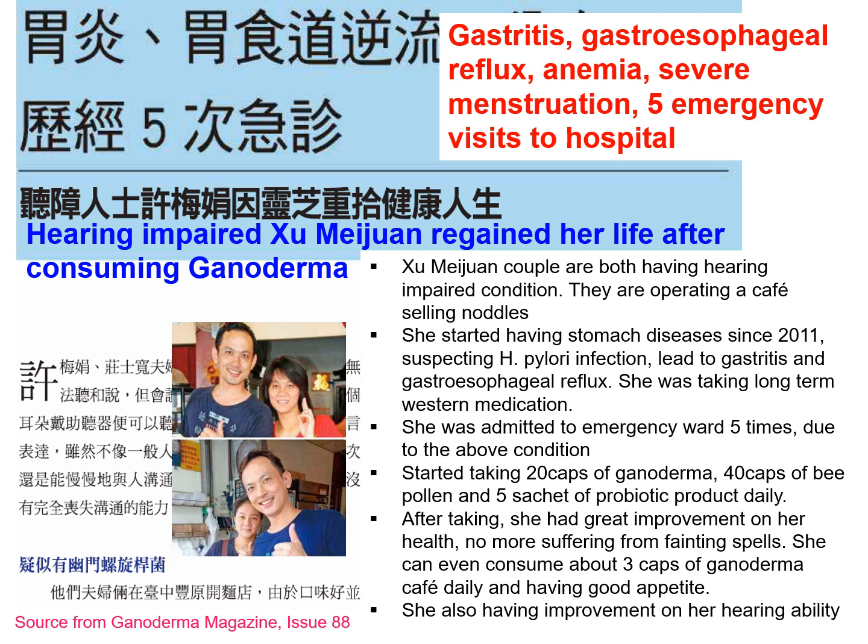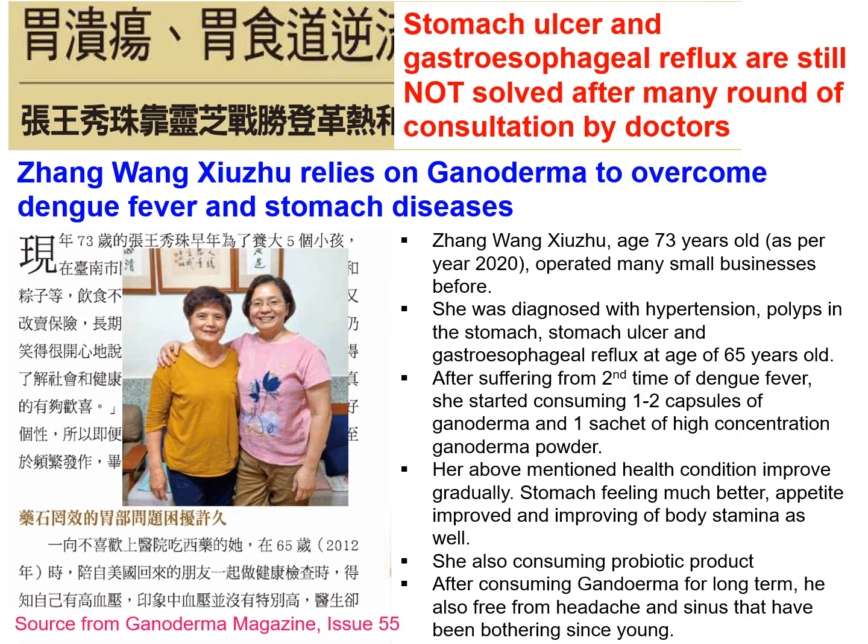So, next testimonial. The next testimonial is related to stomach ulcer and reflux problem. Madam Chang, age 73, back in 2020, had been a business owner for many different kinds of businesses. She was diagnosed with hypertension, polyps in the stomach, stomach ulcer, and reflux problem at age 65.